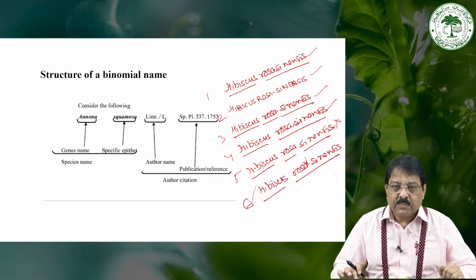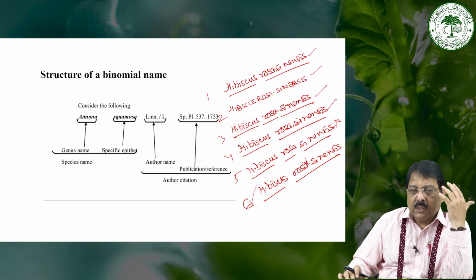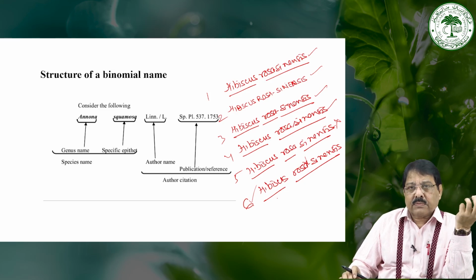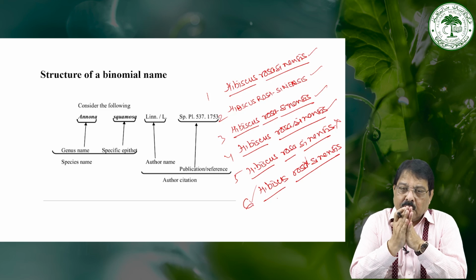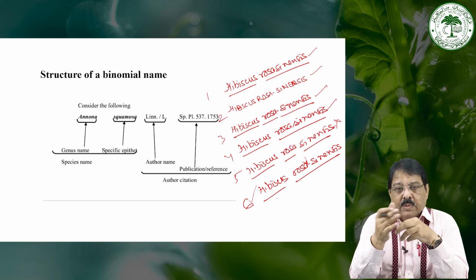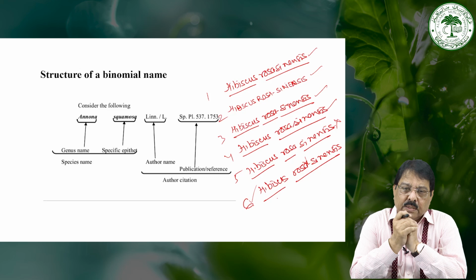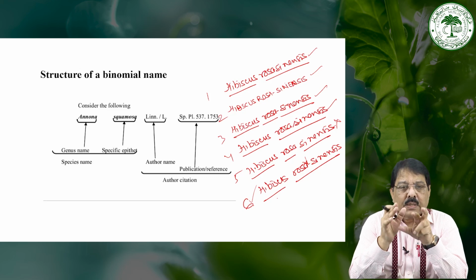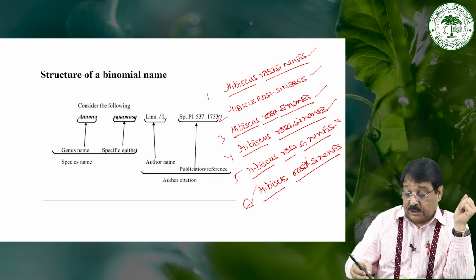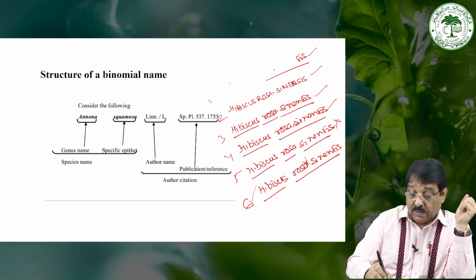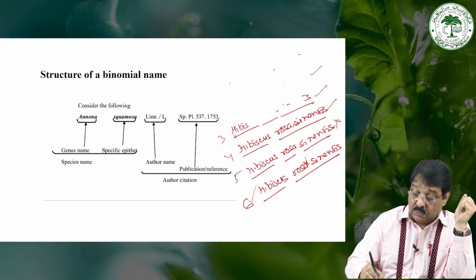So we must keep in mind that if the generic as well as the specific name consists of more than 2 words, then the words may be united by adding a hyphen, and now it will become 1 word. So you have to write only 2 words for a name of a plant. Then, another example I am giving you.